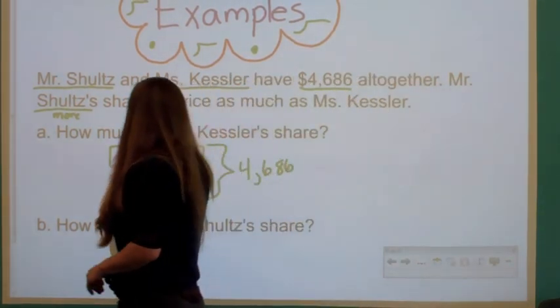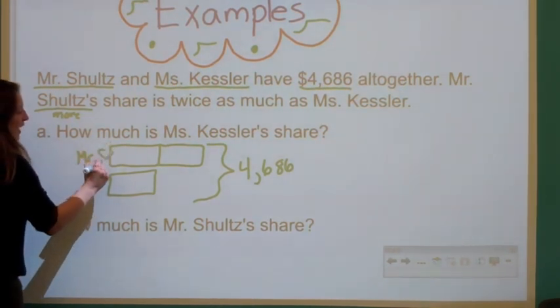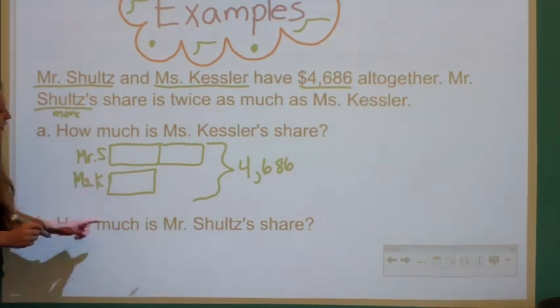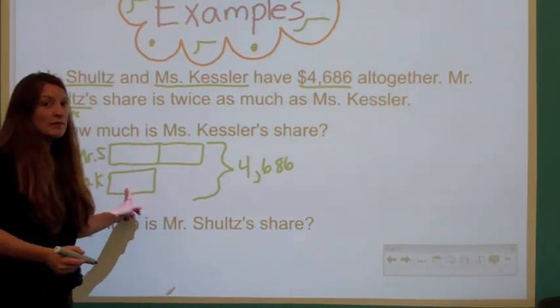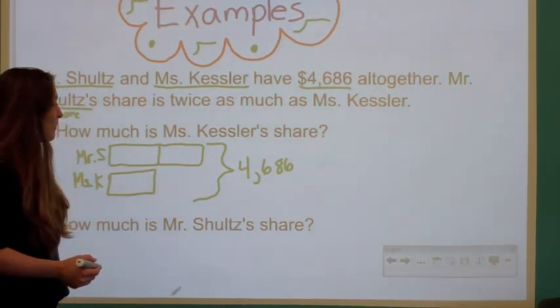So this is Mr. Schultz, and I'm just going to put Mr. S, and this I'm going to put Miss K, because my piece is going to be smaller since Mr. Schultz has twice as much as I do.